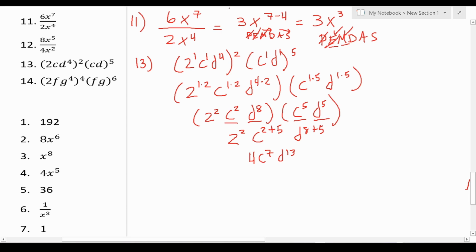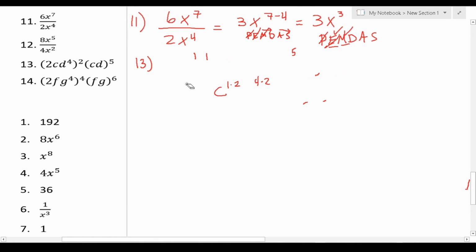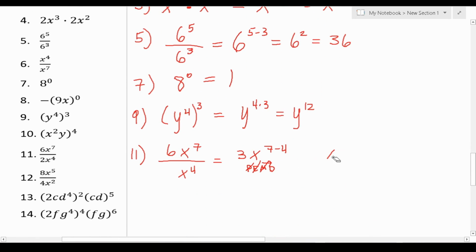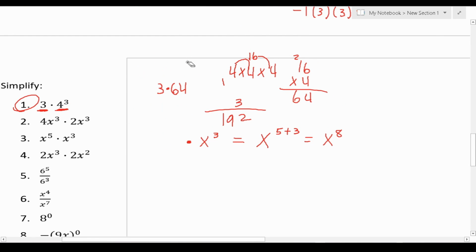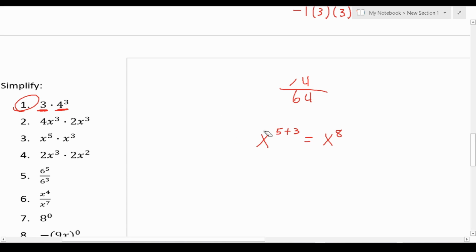Let me go ahead and clear off this blank paper, and then we'll move on to the next series of practice problems, and we'll almost be done. All right, so let's go ahead and move on to the next row.